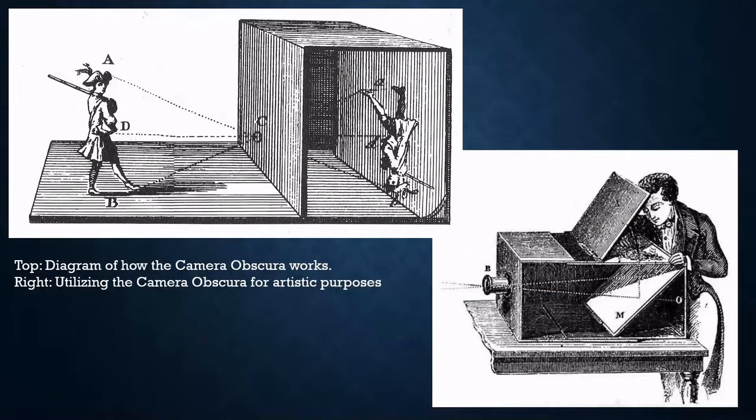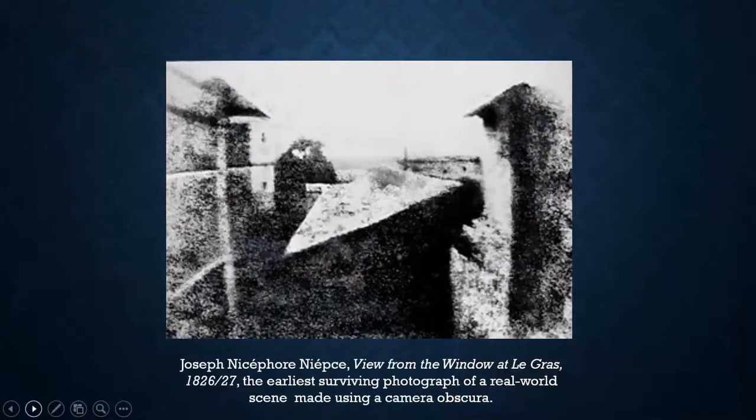But the camera obscura gets transformed in a way where then you can actually get the image inlaid on that paper. This doesn't look like a whole lot, but this is called View from the Window at Le Gras.